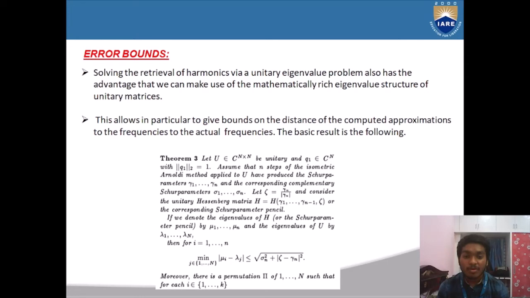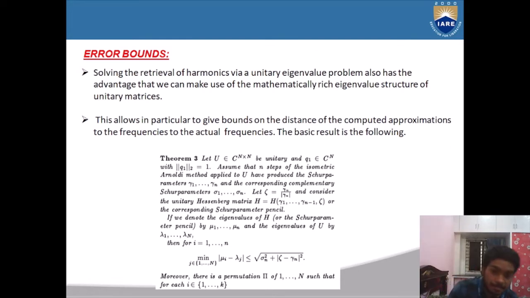Let rho equal gamma n divided by modulus of gamma n, and consider the unitary Hessenberg matrix H with square parameters gamma 1 to gamma n minus 1 and, in place of gamma n, taking that rho, so that modulus of rho is equal to 1, or the corresponding square parameter pencil. If we denote the eigenvalues of H or the square parameter pencil by mu 1 to mu n, and the eigenvalues of U by lambda 1 to lambda n, then for i equal to 1 to n, the minimum over j of modulus of mu i minus lambda j is less than or equal to the square root of sigma n squared plus modulus of rho minus gamma n, whole squared.